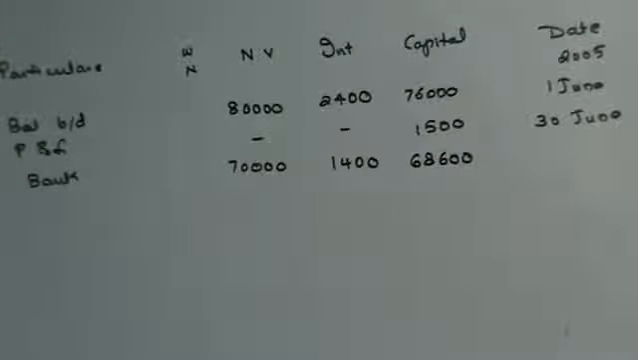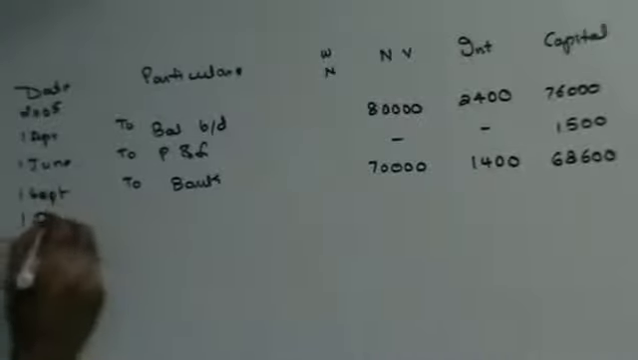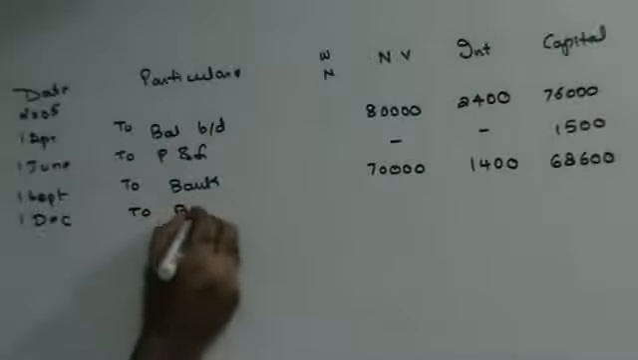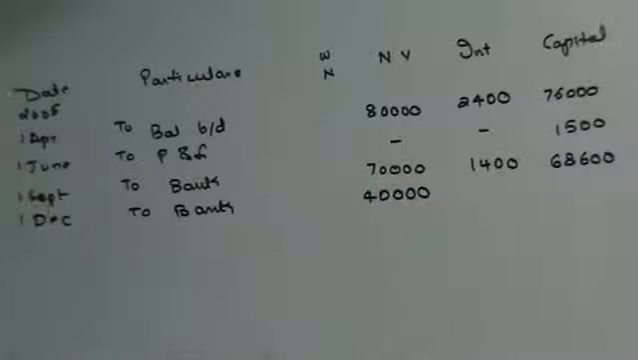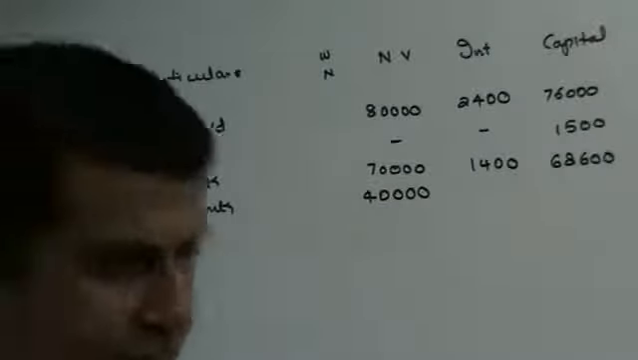Right? Next, 1st September. 1st December. 400 debentures were purchased at 108 cum-interest, 1st December, to bank. 400 debentures of 100 each, 40,000. Right? Let's do the interest calculation for this, guys.